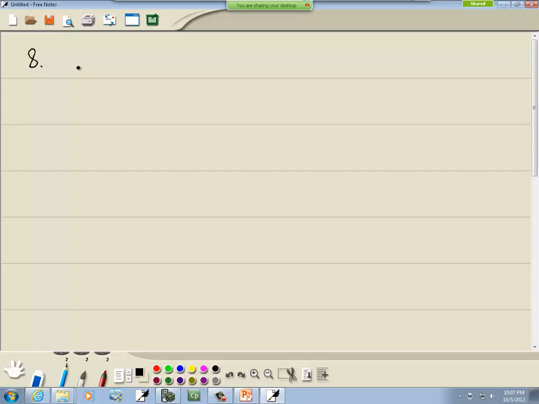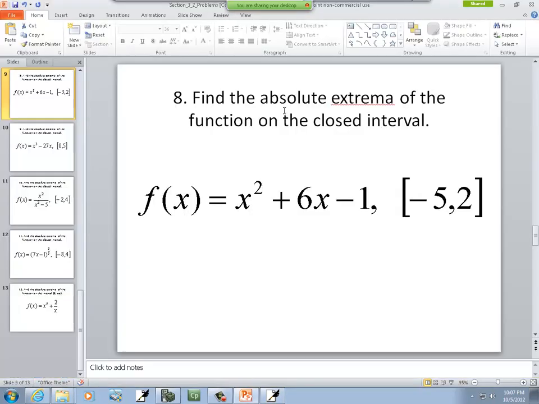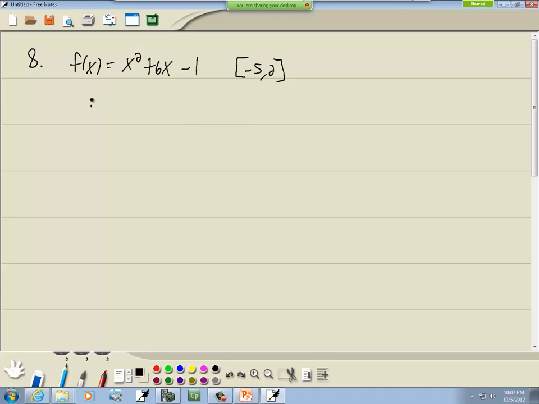So we got f of x is equal to x squared plus 6x minus 1. And this is from negative 5 to 2. And it says find the absolute extrema of the function on the closed interval. So finding absolute extrema.